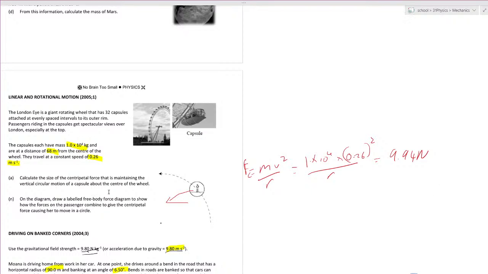On the diagram, draw a free body force diagram to show how the forces on the passenger combine to give the centripetal force causing her to move in a circle. Okay, so what do we got? We've got our weight force acting straight down. Weight force acting straight down. We've got our centripetal force, which is acting towards the center.